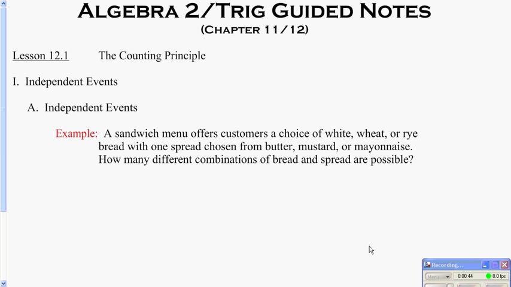So for example, here we have a sandwich menu that offers a choice of white, wheat, or rye bread. And then they choose one spread, which is butter, mustard, or mayonnaise. And they're wondering how many different combinations of bread and spread there are. Well, the counting principle states that you take your decision making and put it into stages. So this would be stage 1. In stage 1, you have a choice of white, wheat, or rye.